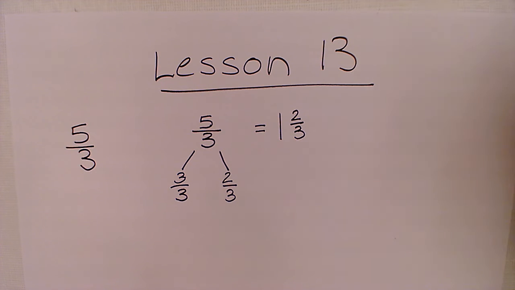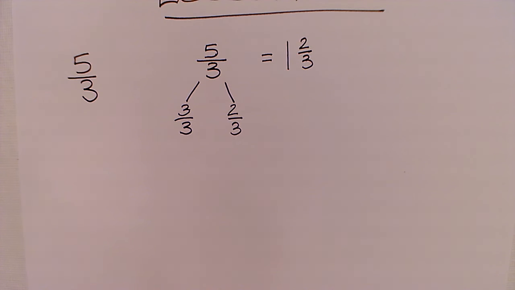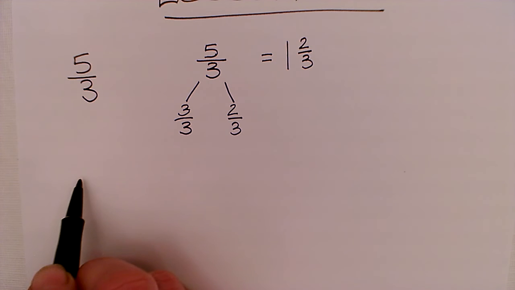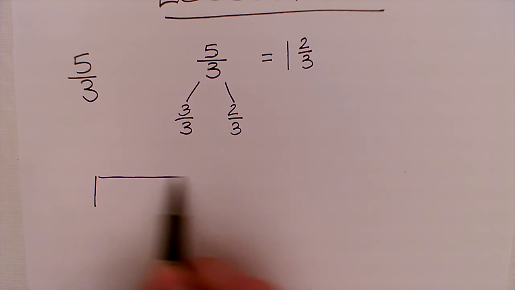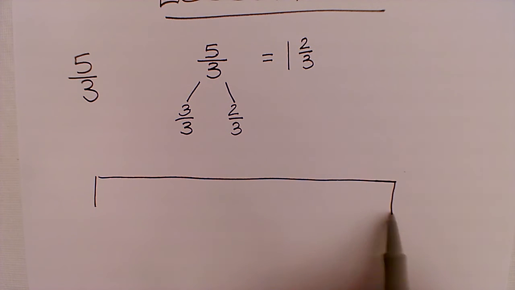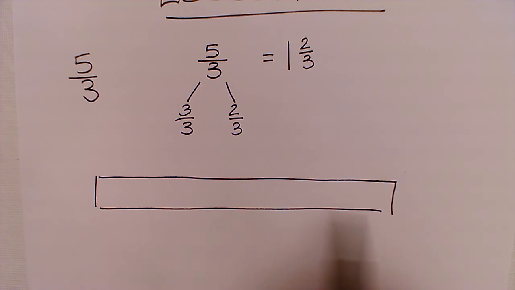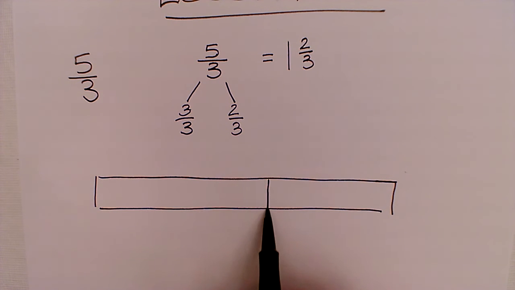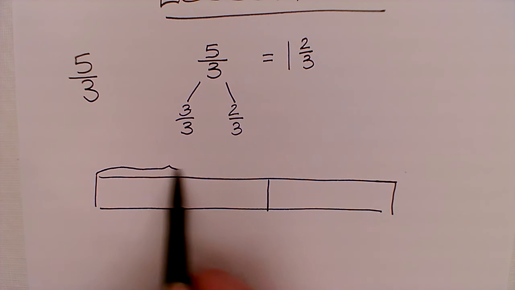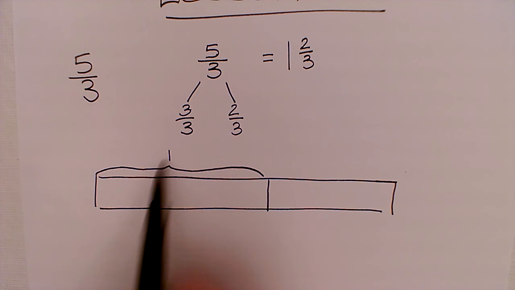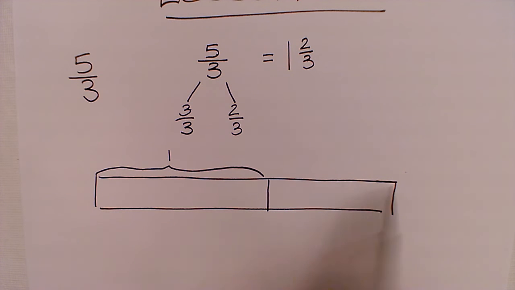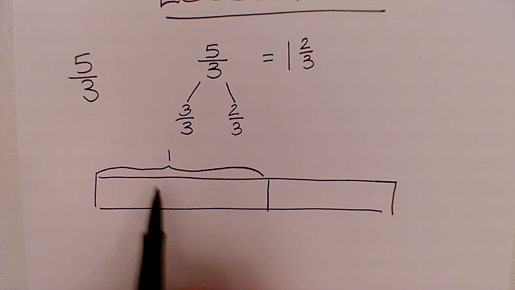Okay, so let's model this in two different ways. Let's start with a tape diagram, because those are always nice and easy and they make a lot of sense for you guys. So I'm going to draw myself a tape diagram. For this tape diagram, I'm going to say that that is about where one whole is, because it's a fraction greater than 1, so I need to be able to model that this is more than 1. Then I'm first going to show these 3/3.